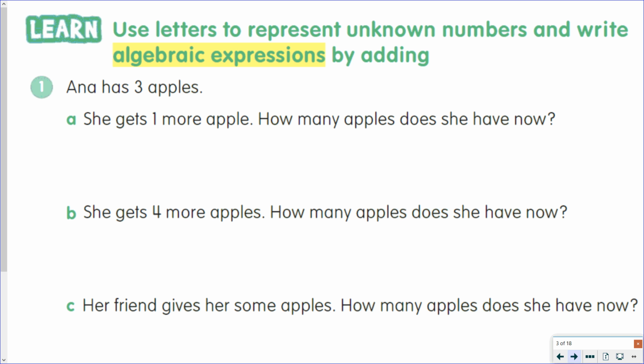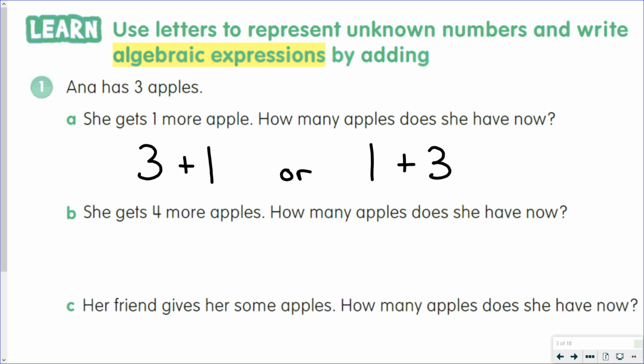So our focus today is just on writing the expression. We're not really solving or evaluating anything. We're just writing the expression. So if Anna has 3 apples and she gets 1 more apple, how many apples does she have now? Well, she has the 3 apples and she gets 1 more. So we have 3 plus 1. Or we could write 1 plus 3 because the order does not matter in addition.